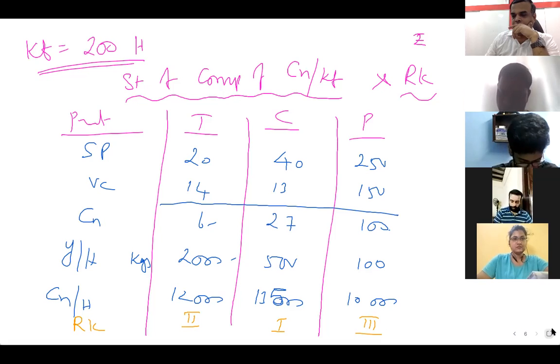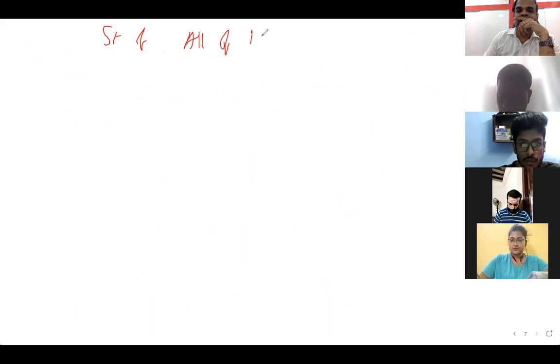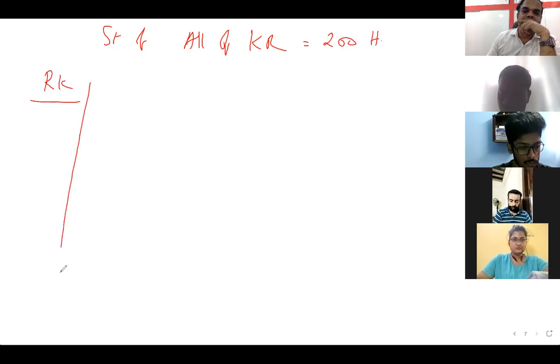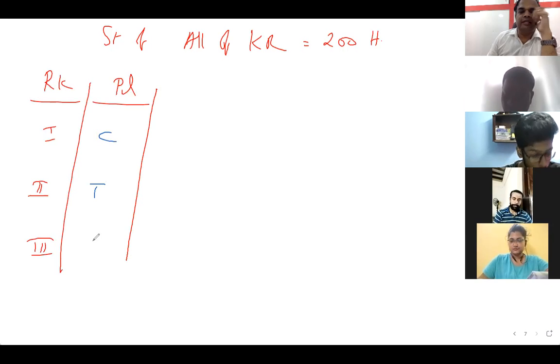The allocation of key resources. Statement of allocation of key resources of how many hectares? 200 hectares. Based on the rank only we can allocate: first rank, second rank, and the third rank. First rank product coffee, second rank product tea, third rank product pepper. Am I right? Yes, sir.